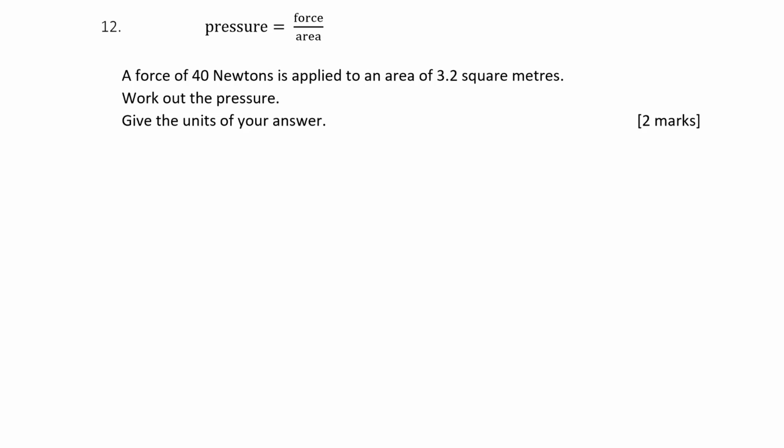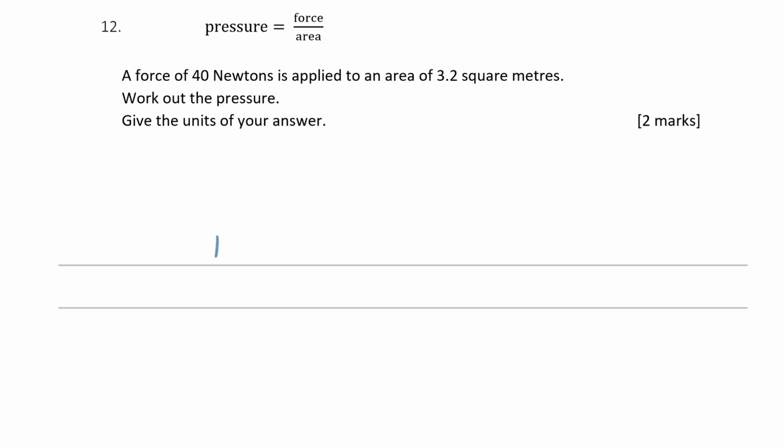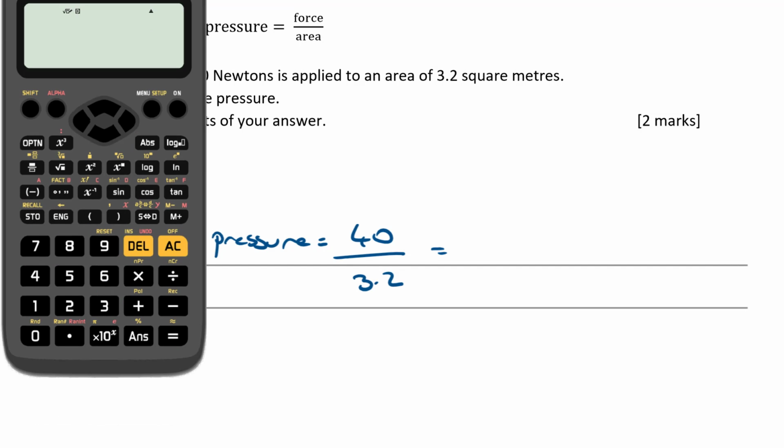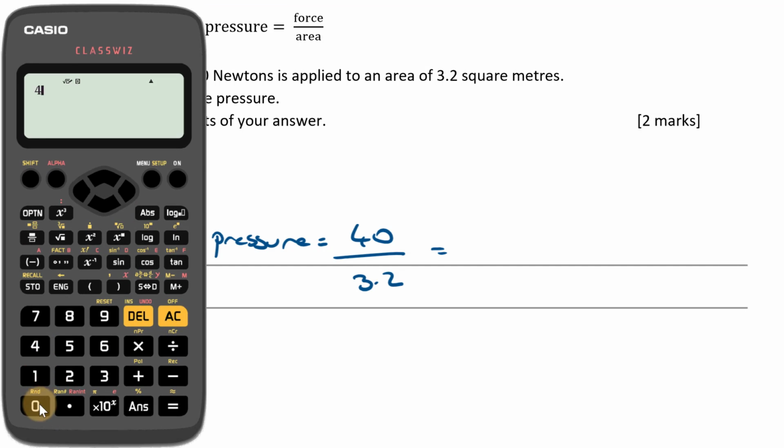Question 12. We're told that pressure equals force divided by area, and we're given that a force of 40 newtons is applied to an area of 3.2 square meters. Work out the pressure. Give the units for your answer. Pressure is force over area. The force is 40 and the area is 3.2. Putting that into the calculator, 40 divided by 3.2 gives me an answer of 12.5.